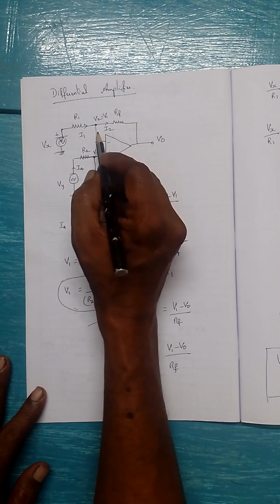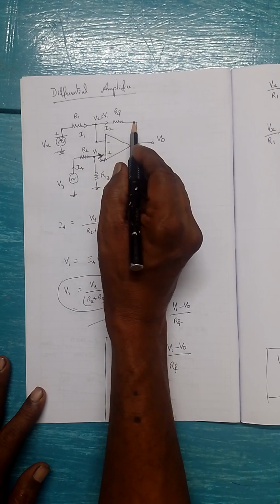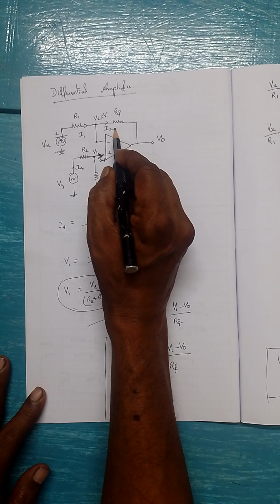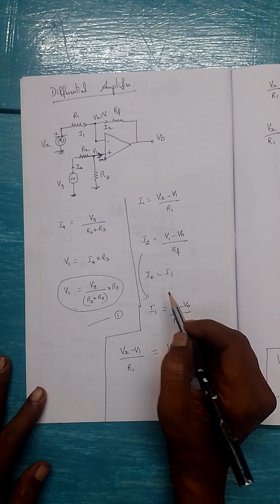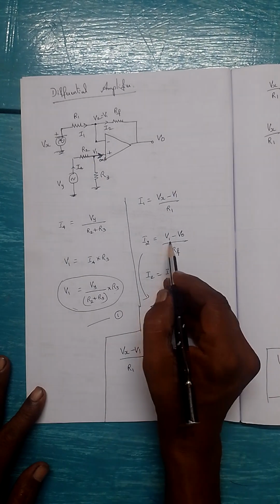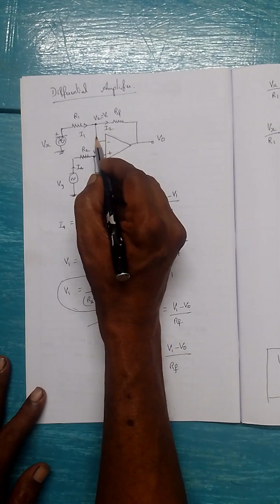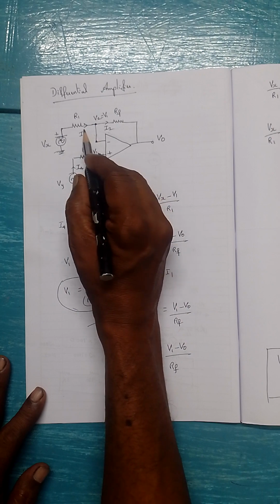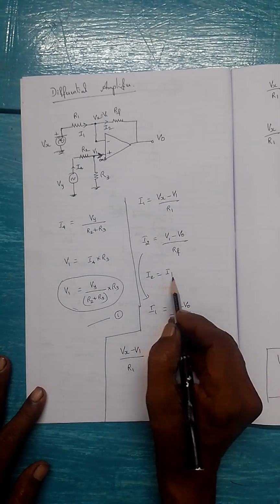Now, what is I2? I2, this point is V1, this point is Vout. So, current is flowing this way. Therefore, the voltage drop here is V1 minus Vout divided by Rf. That is I1 finished. Now I2 is V1 minus Vout by Rf. But you know that the current flowing into the op amp is 0. Therefore, I1 should be equal to I2. I2 is equal to I1.